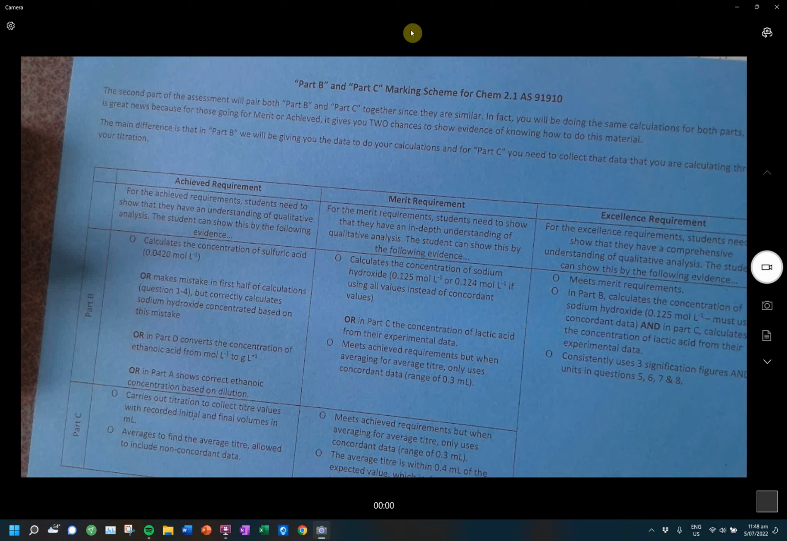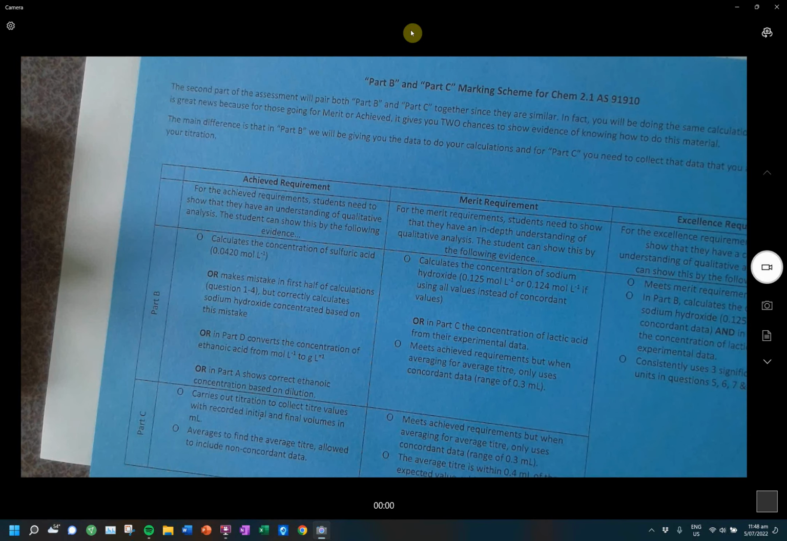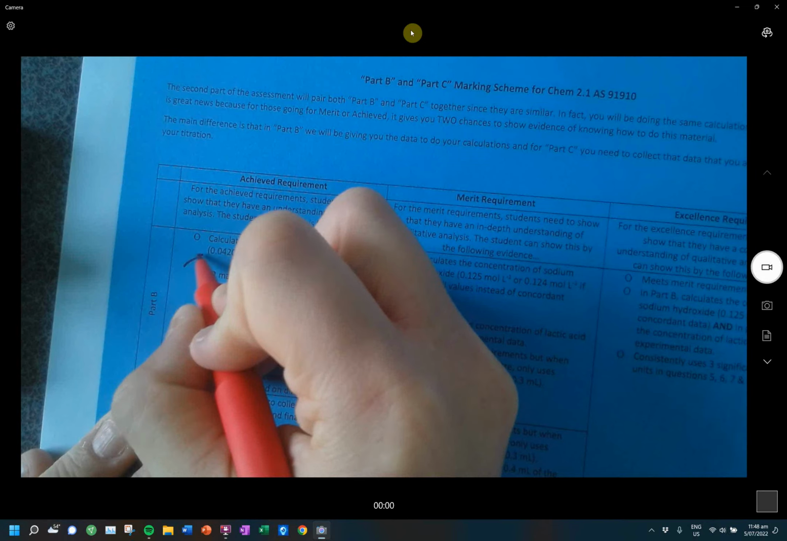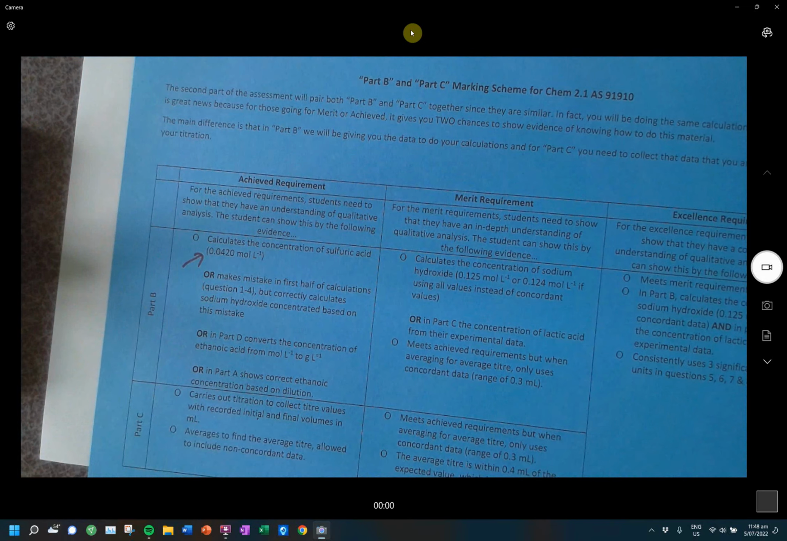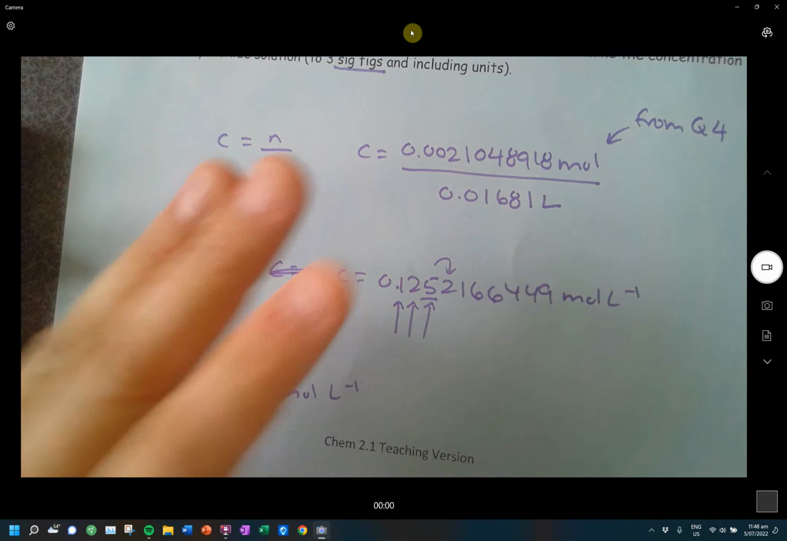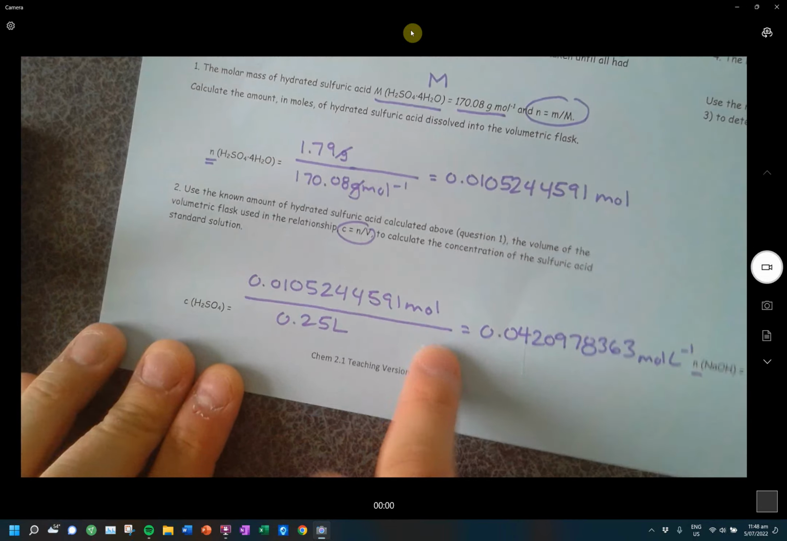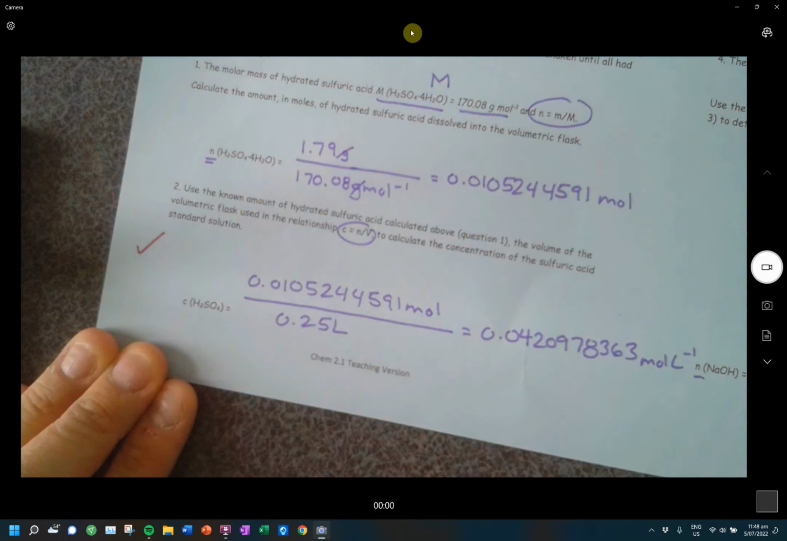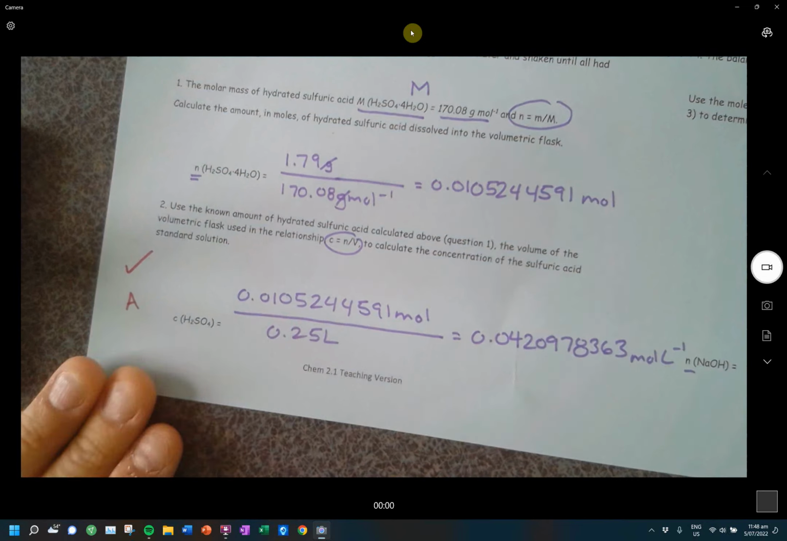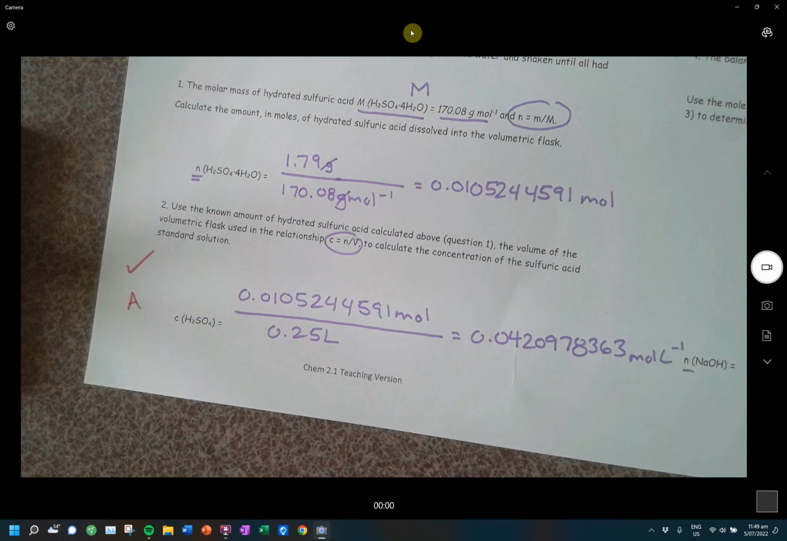For the Achieve, there's multiple ways you can get it. The first part is that you correctly calculate the concentration of sulfuric acid. So this first step here, if you get this one correct, then that's achieved for this overall section. You don't need to do the rest of the calculations. Nice? Yeah, you're like, I can do that.